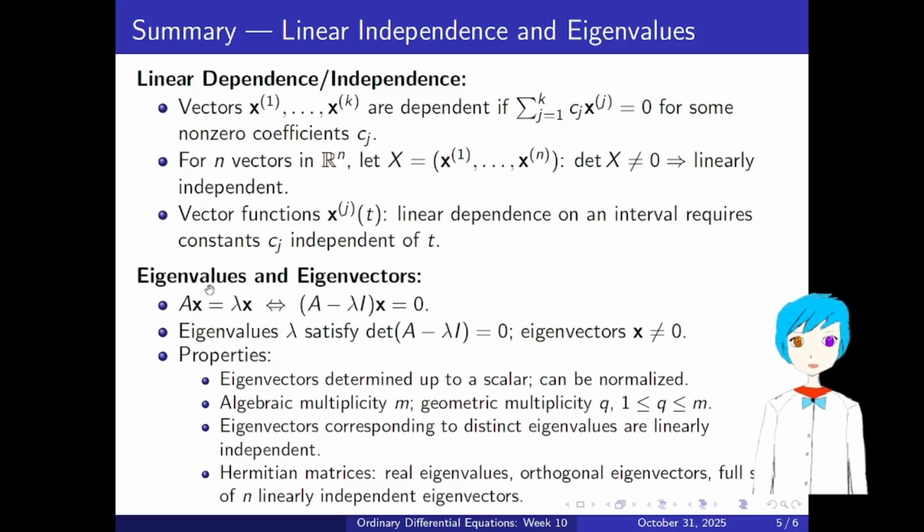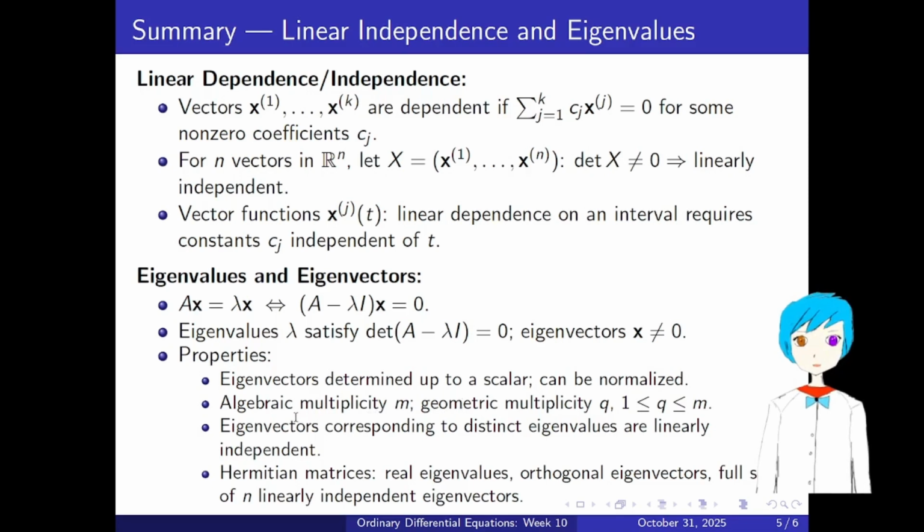We also talked about eigenvalues and eigenvectors for a matrix. An eigenvalue is a number lambda such that Ax equals lambda x for a non-trivial, non-zero x. So the eigenvalue lambda satisfies the determinant of A minus lambda I equals 0. The vector x is the eigenvector that corresponds to the eigenvalue lambda. Eigenvectors can differ by scalar multiplication. Therefore, they can also be normalized to have 2-norm 1.